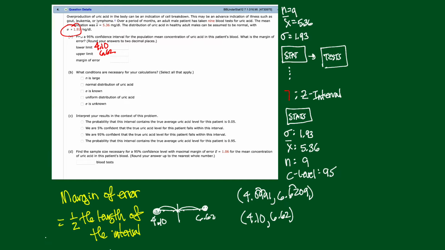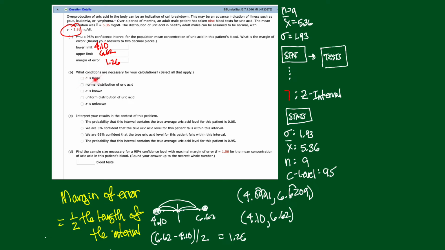All right, so let's get this interval length. Now the interval length is just going to be the 6.62 minus 4.10, and then we'll divide that whole thing by 2. I got 1.26, so I'm going to report that up here at the top. Margin of error 1.26. Now part B says, what conditions are necessary for our calculations?